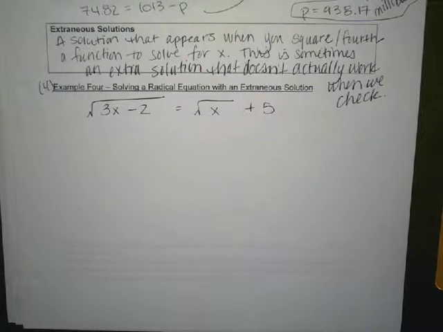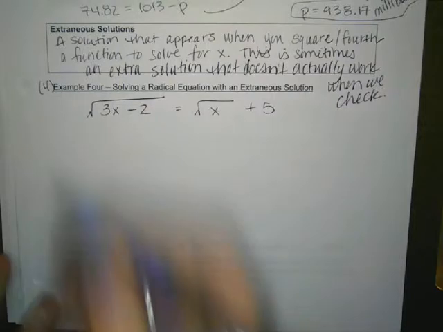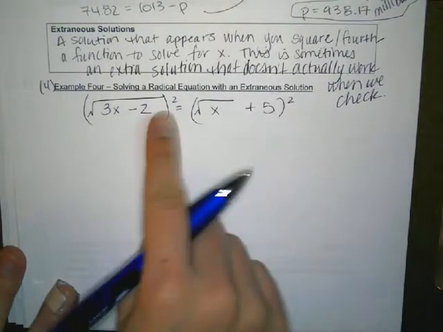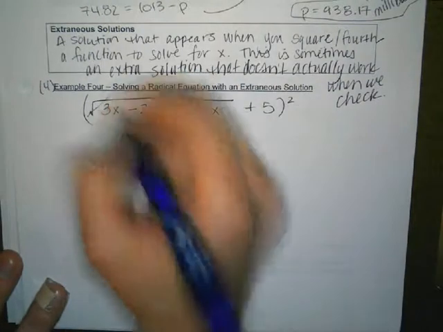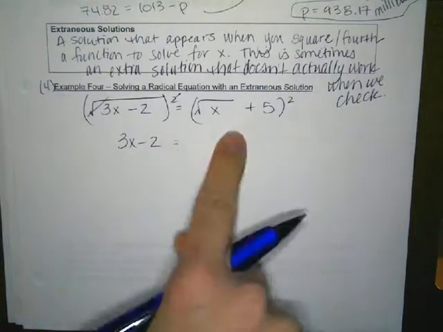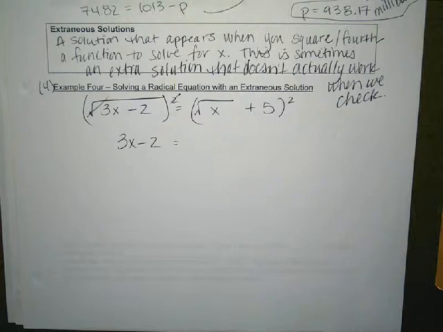Square. Okay, so let's at least start with something that we know, which is we're going to square both sides. On the left side, it's going to get rid of the square root, giving me 3x minus 2. Now here, I can't just get rid of the radical because this power does not distribute over addition.